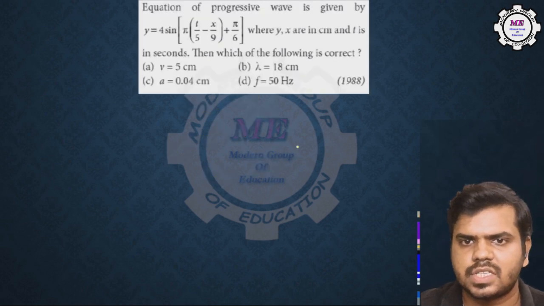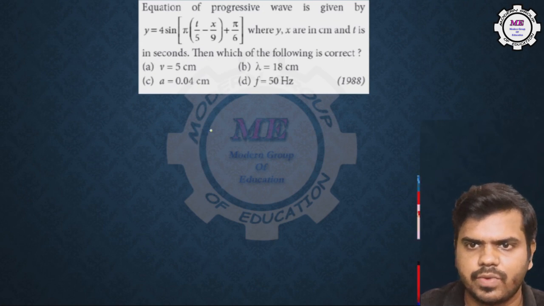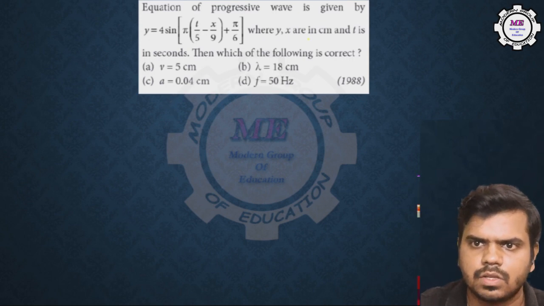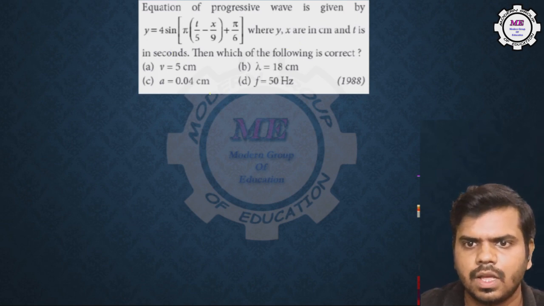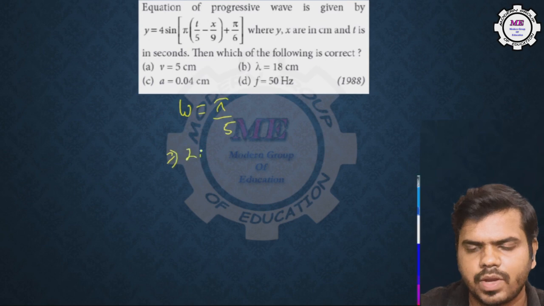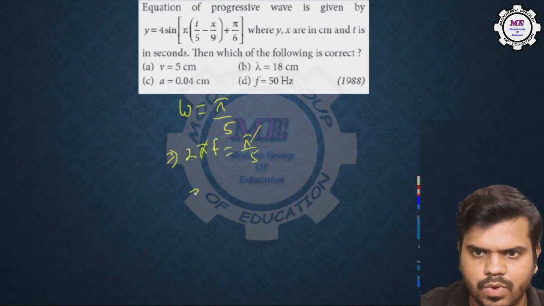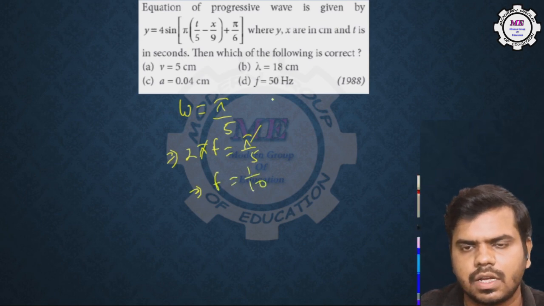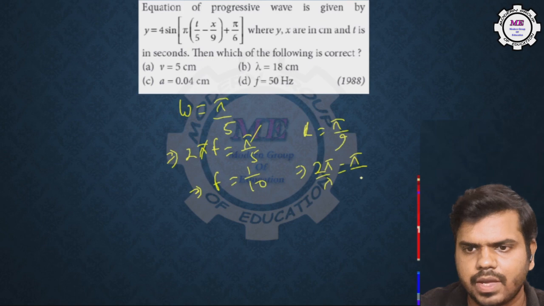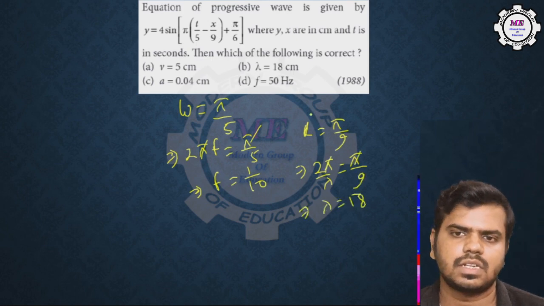The equation of a progressive wave is given by y equal to 4 sin(omega t minus kx plus pi by 6), where y is in centimeter and t in second. Which of the following is correct? V is 5, lambda is 18, amplitude is 0.04 centimeter, and f is 50 hertz. Y is in centimeter, so amplitude is 4 centimeter, not 0.04. Omega is pi by 5, so 2 pi f equals pi by 5, and f will be 1 by 10. Now k is pi by 9, and k is 2 pi by lambda, so lambda will be 18. Option B is correct, lambda is 18 centimeter.